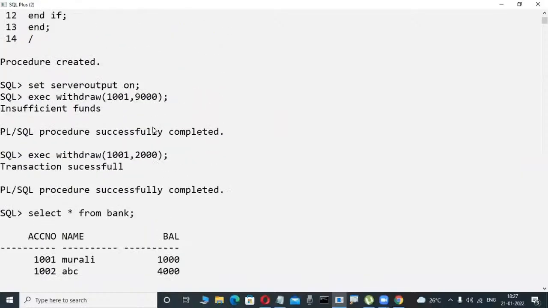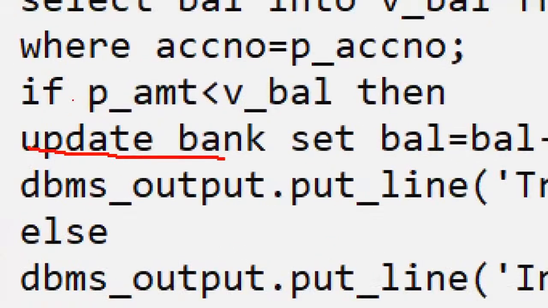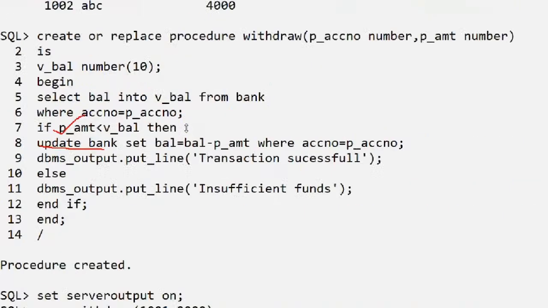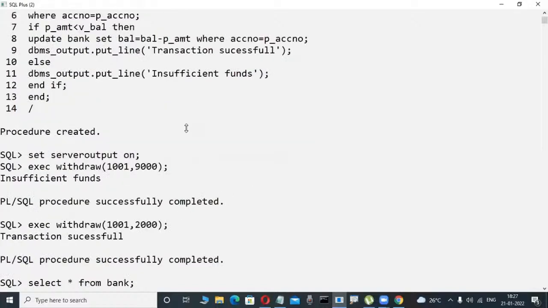You are a programmer, you are writing code in an update. Update is an SQL command only. If condition is a PLSQL command. That's why you need some language knowledge. If you have this type of PLSQL coding knowledge, then only you can write real-time applications, OTP validations, bus ticket reservation, anything. So many applications are there, but a little bit of knowledge is required.